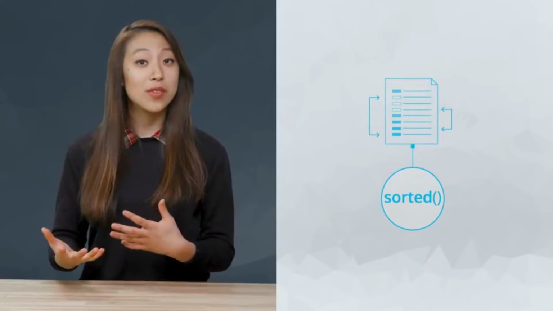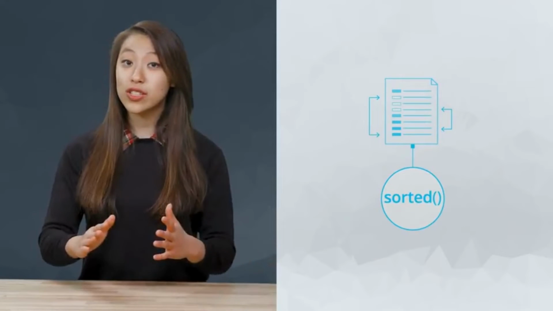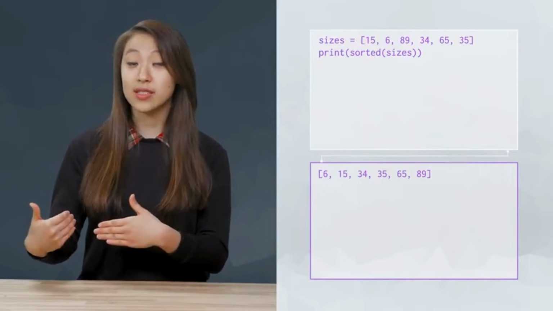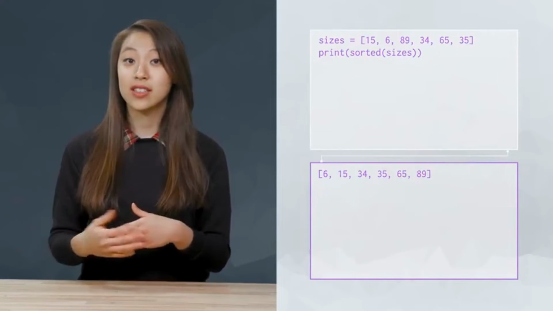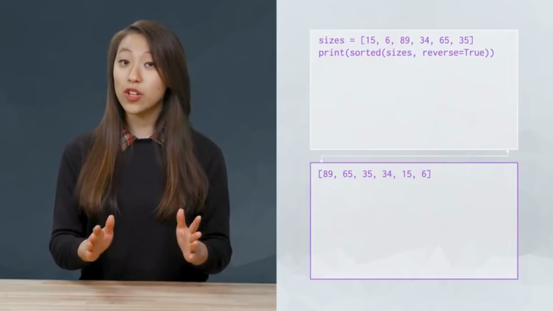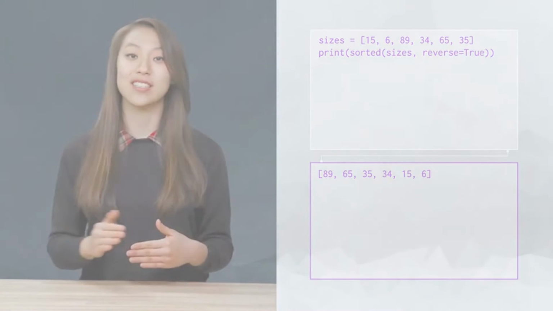Sorted returns a copy of a list in order from smallest to largest, leaving the original list unchanged. Here, for a list called sizes, the order is ascending. You can sort from largest to smallest by adding the optional argument reverse equals true. Now the order is descending.